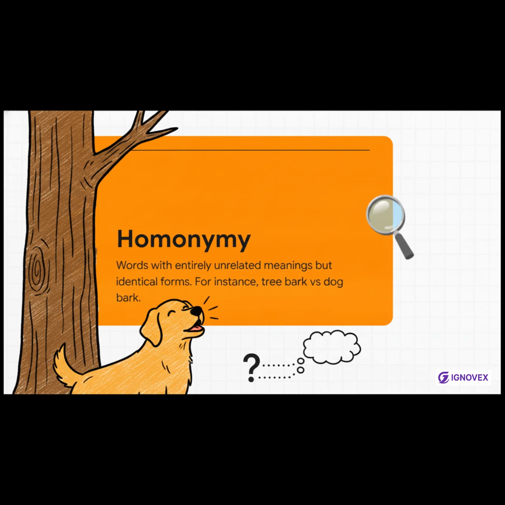Contrast that with homonymy. This is when words have entirely unrelated meanings, but just happen to share the exact same spelling. Think of the bark of an oak tree versus the bark of a golden retriever. When you only have really sparse contextual clues, like say in a super short text message, resolving this kind of ambiguity becomes incredibly difficult for a machine. It's a massive hurdle in computational linguistics.